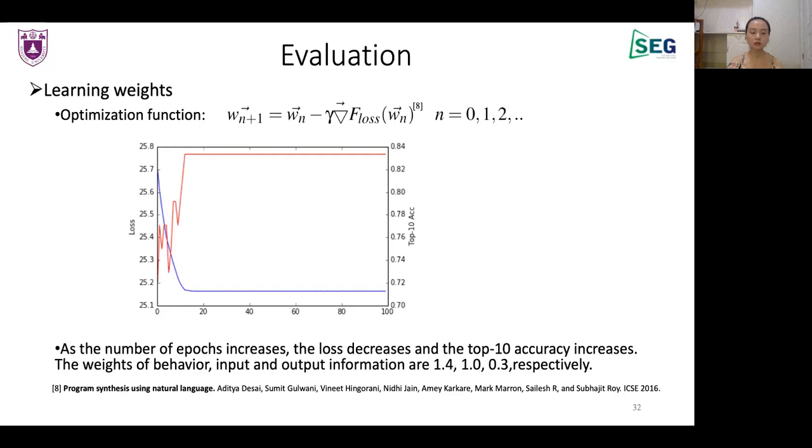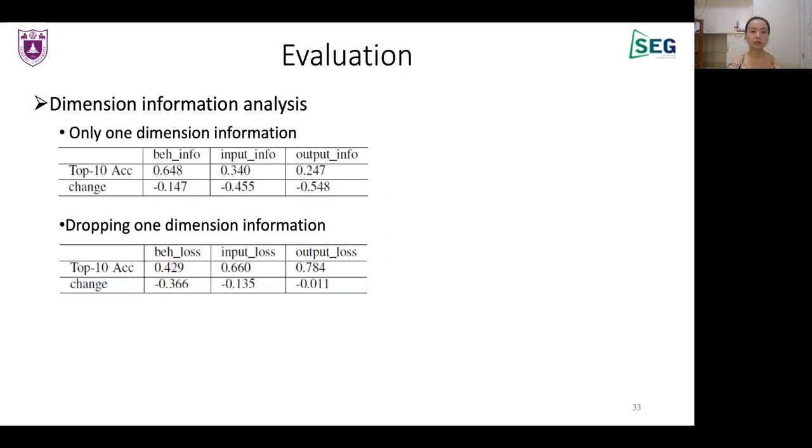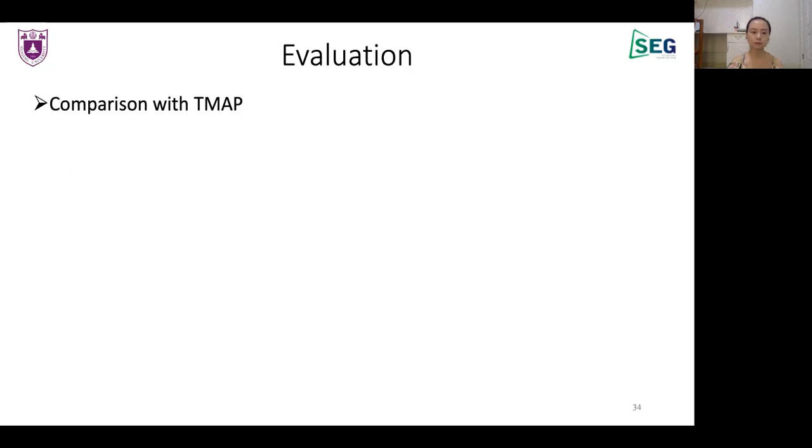In order to answer the second problem of the effectiveness of three-dimensional information, we trace the weights of behavior, input, and output information. We compare top 10 accuracy of three-dimensional information with one-dimensional information and two-dimensional information. From the two charts, we can see the top 10 accuracy declines. Therefore, the three-dimensional information is beneficial for API mapping.